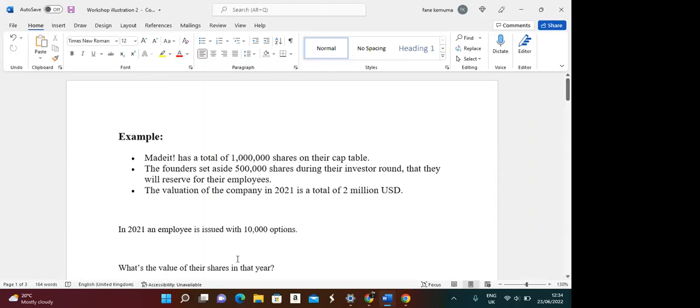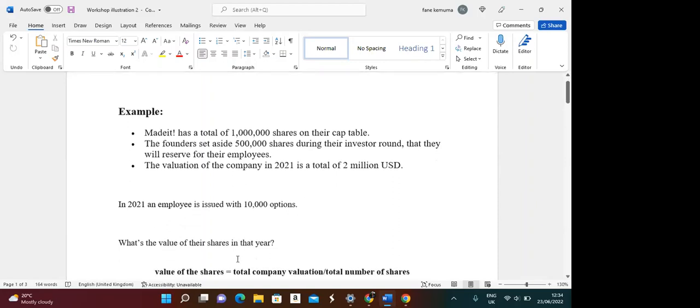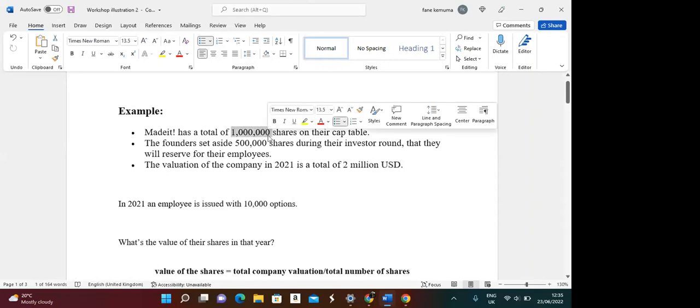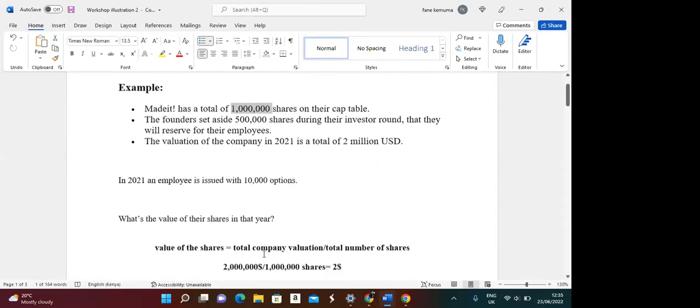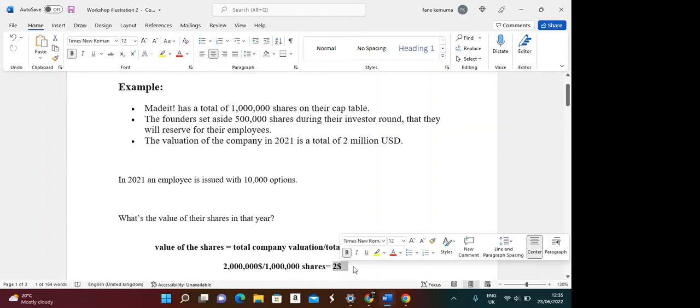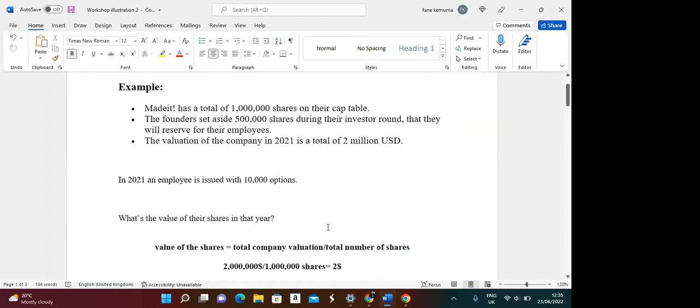So the first part is finding out the value of each share, and we'll look at the formula. For the price per share, we look at the total company valuation divided by the total number of shares in the company. So we have the company valuation at 2 million and our total number of shares at 1 million. That means we will divide the 2 million USD total valuation by the total number of shares, which will give us $2. So this is the price per share in the year 2021.